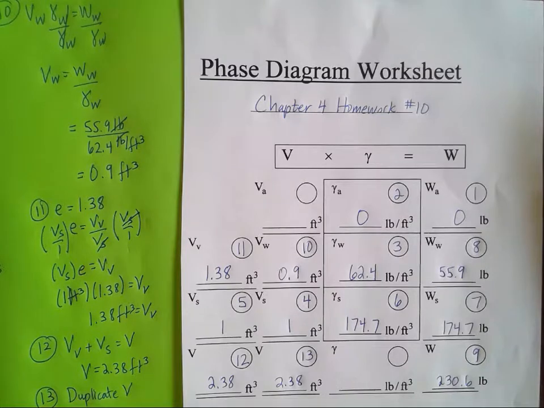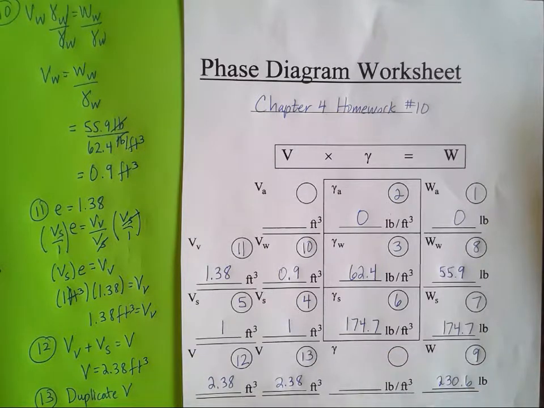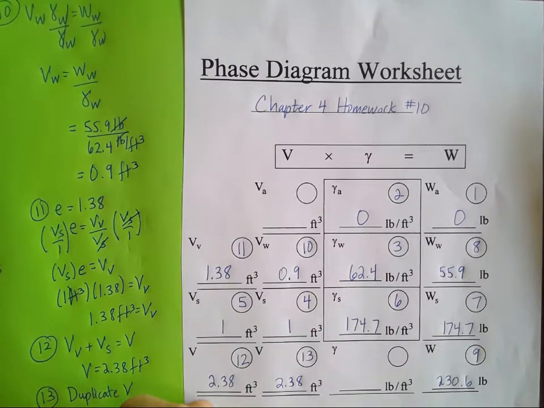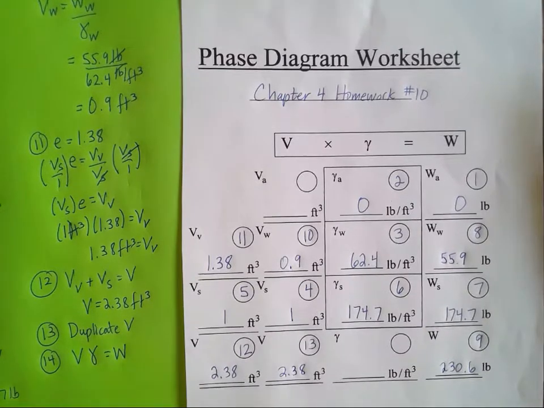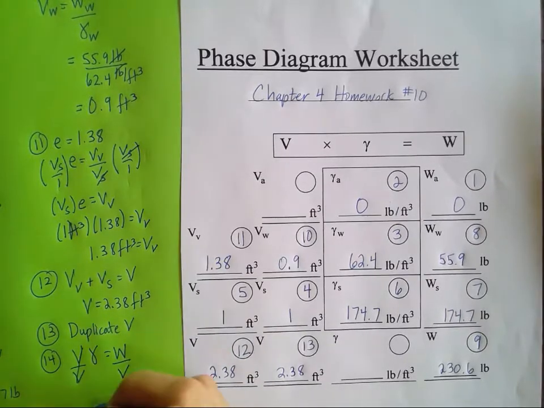All right, now I've got some information here, so I'm going to be able to find out this. I could do gamma next or volume of air. It's really up to you. I'm going to go ahead and do the gamma for 14 because I know total volume times unit weight is equal to total weight. And so here I want to solve for gamma. So let me slide that down. I'm going to divide both sides by the volume to get that answer for my gamma there.